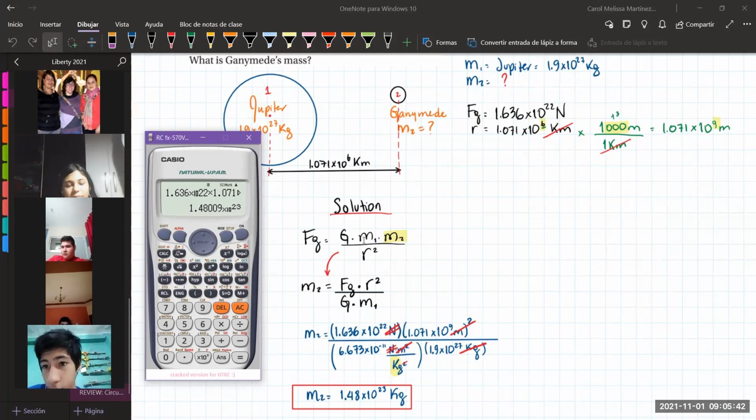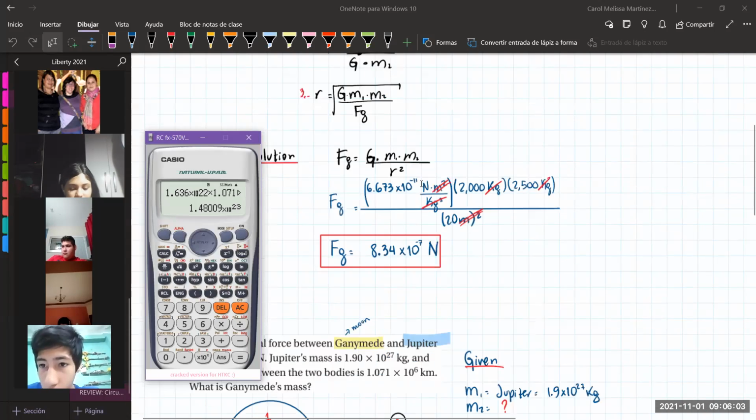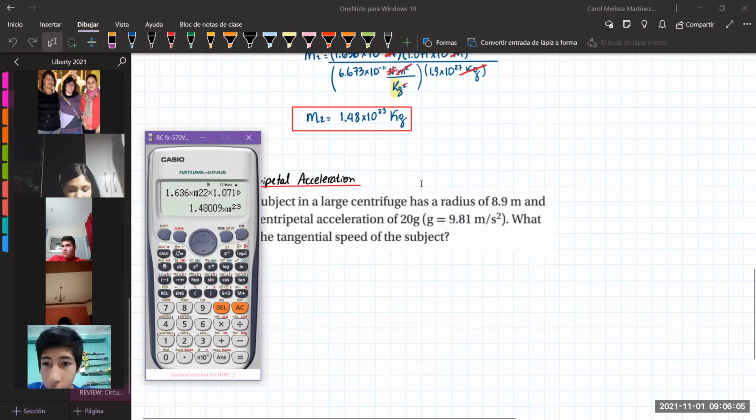So you can see it's a very simple process. I think the process is simpler than the calculator is. But still, that's my cat. Bueno. So that will be the case if you need to find the mass.